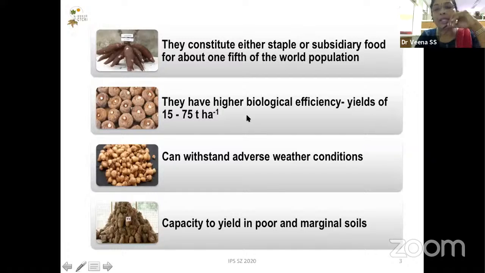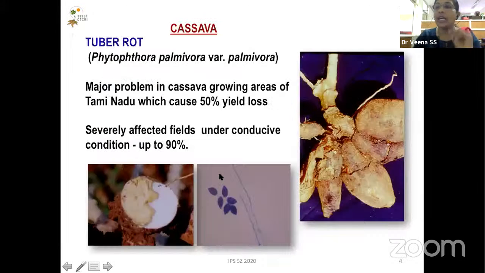They have higher biological efficiency, which ranges from 50 to 75 tons per hectare. They are climate resilient. That means they can withstand adverse weather conditions, and they have the capacity to yield in poor and marginal soils. Even though there are many tuber crops, I will be covering cassava, yams, taro, and elephant foot yam, where fungal pathogens cause a serious threat to the production.